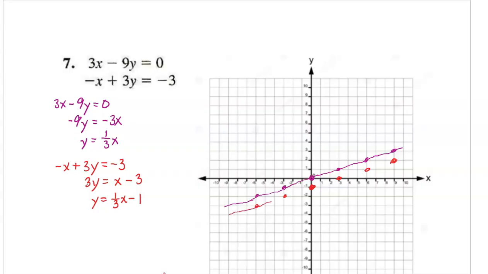Look what happens when you draw the red line. Now it looks crooked on the screen because I don't have a ruler, but you're supposed to be using a ruler. These are parallel lines. Parallel lines do not intersect. So that means there's no solution to the system. Any ordered pairs which are solutions to the purple line will not be solutions to the red line.